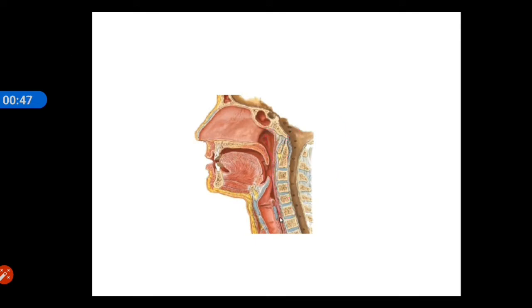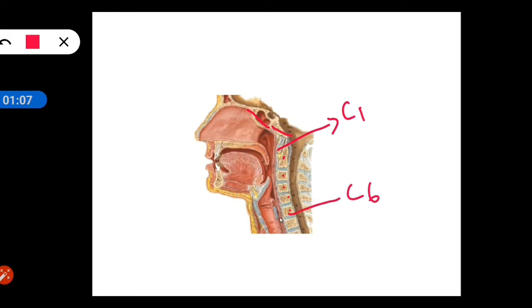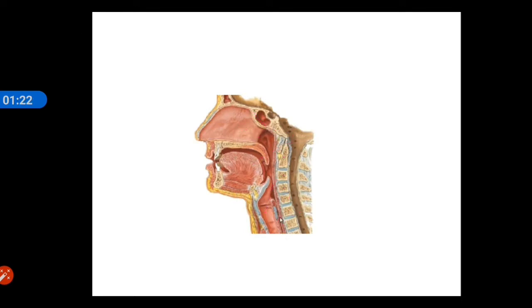Now let us see the external relations of the pharynx. The pharynx communicates above with the body of the sphenoid and the basilar part of the occipital bone. Behind, it communicates with the anterior arch of atlas, that is C1, C2, C3, C4, C5 and C6. So that is the relation posteriorly. Anteriorly, the pharynx is deficient. It communicates with the nasal cavity and the oral cavity and the larynx. Below, it continues as the esophagus. So these are the external relations of the pharynx.